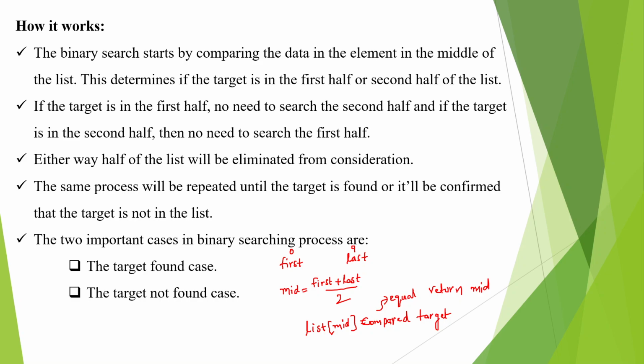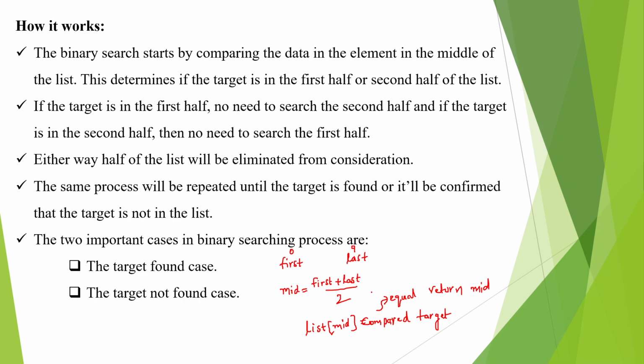And if it is not equal to mid, what do we do? We check whether it is greater than or less than the target. If it is greater, we modify first, and if it is lesser, we modify last. Accordingly, we calculate a new mid, and based on that new mid value, we do the comparison one more time. If it is equal, we return the mid as index.